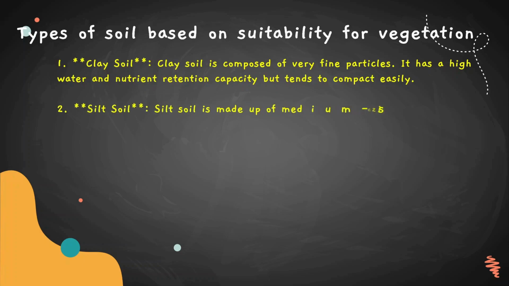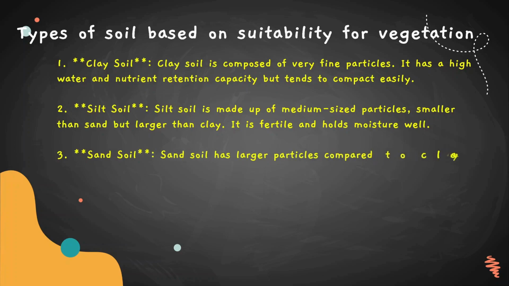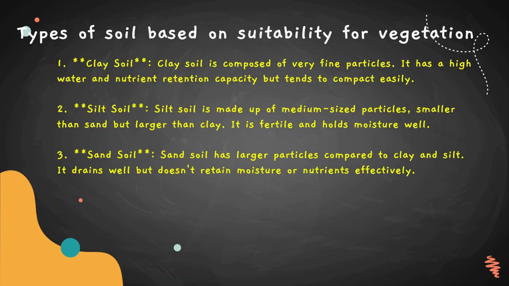Then we have silt soil. So silt soil is made of medium-sized particles, smaller than sand but larger than clay. So it comes in between clay and sand. So it is also fertile and holds moisture well. Then comes sand soil. Sand soil has larger particles compared to clay and silt. It drains well but does not retain moisture or nutrients effectively.